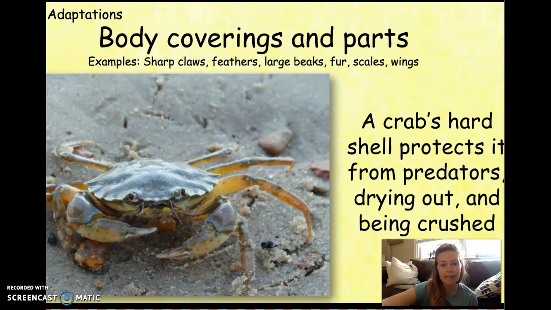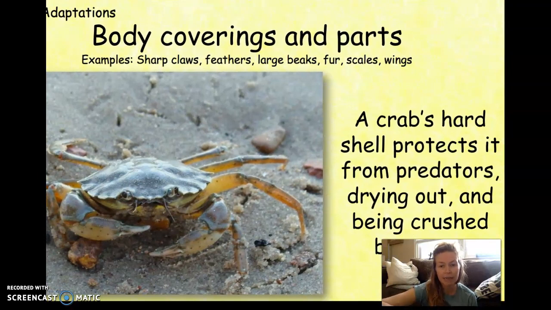And then we have body coverings and parts. So body coverings and parts are examples like sharp claws, feathers, large beaks, fur, scales, wings. All still physical adaptations, right? It's a part of their body.